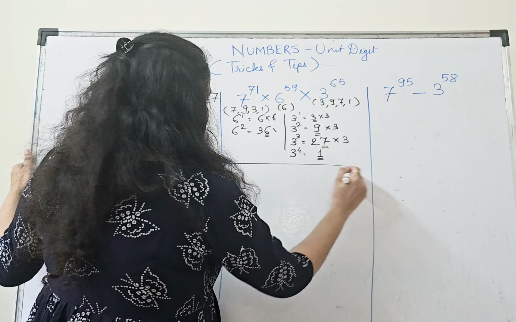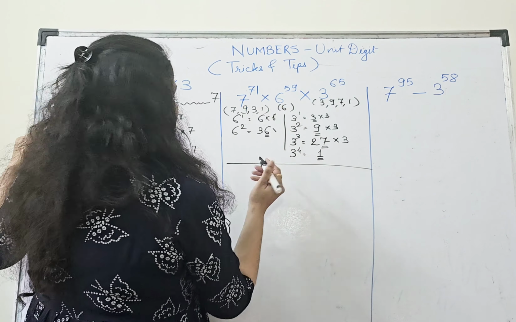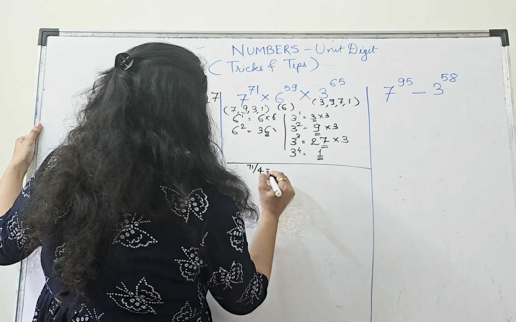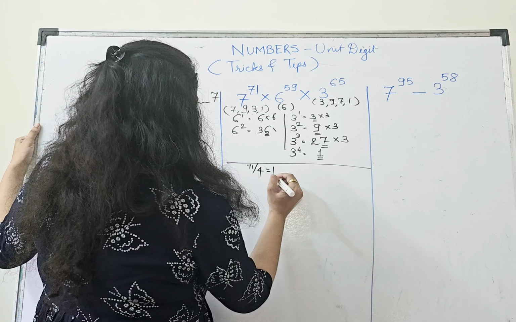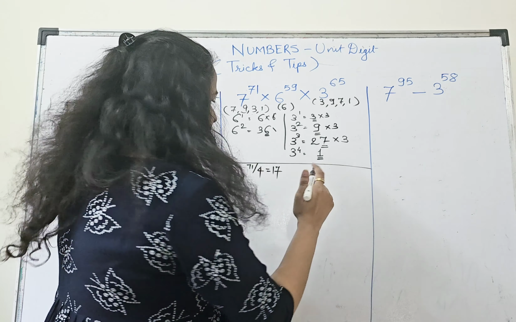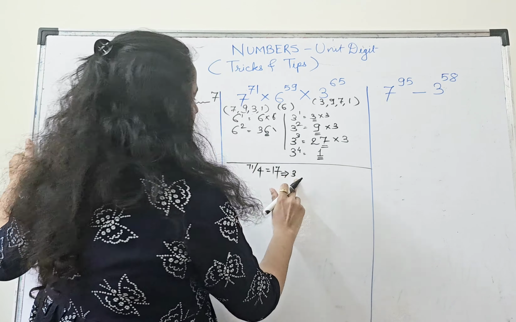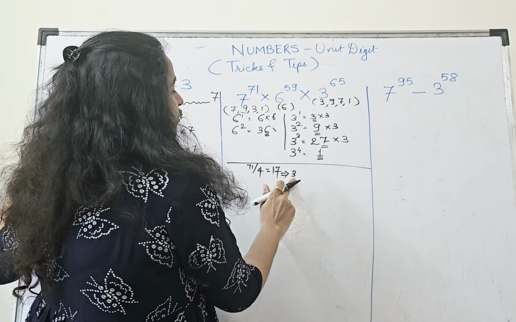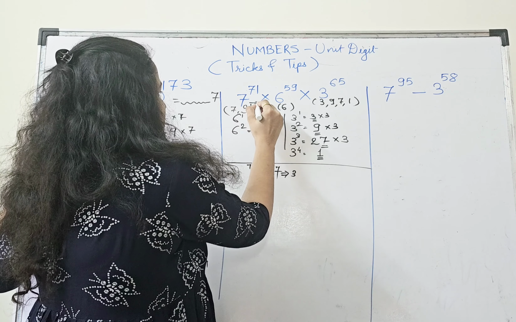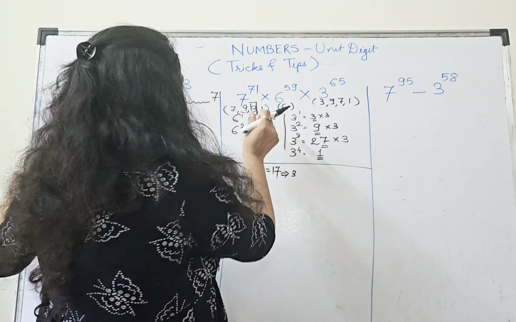So let's do this now. So this 71, divided by what? 4 you are going to do in this, correct? 71 divided by 4 gives you what? 4 ones are 4. 4 sevens are 28. The remainder is 3, correct? Remainder is 3. So as the remainder is 3, what is going to be the unit digit of this? The third number from the pattern, which is this 3. Yes, you got that number?